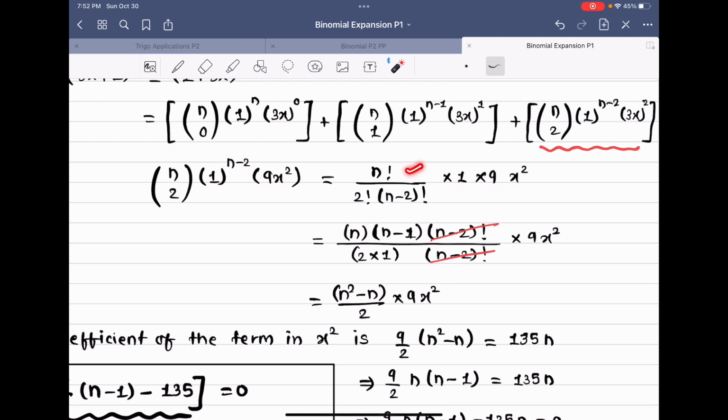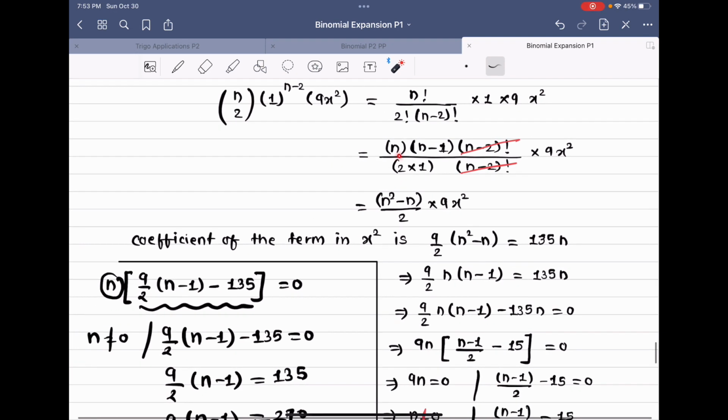Now expand this. We know that you can always write a bigger factorial in terms of a smaller factorial. So here n factorial is bigger as compared to (n minus 2) factorial. So try reducing n factorial up to (n minus 2) factorial. The next term after n factorial is n minus 1, so n times (n minus 1). Still it is not the same, so we reduce one more. n minus 1 becomes n minus 2. It is exactly the same as the denominator. So stop over there. Cancel the common term in the denominator and numerator, that is (n minus 2) factorial. You are left with n times (n minus 1) in the numerator, and 2 factorial is basically 2 times 1, times 1 into 9 into x squared is 9x squared.